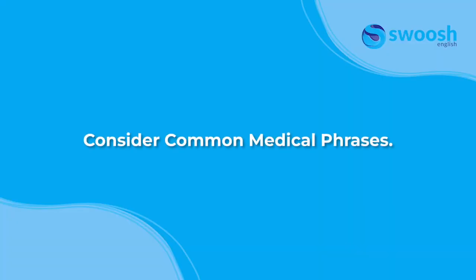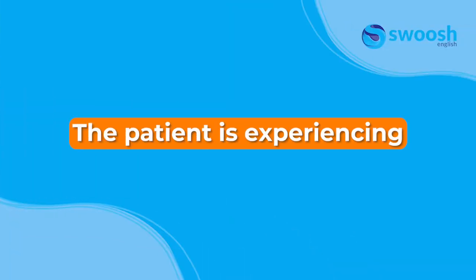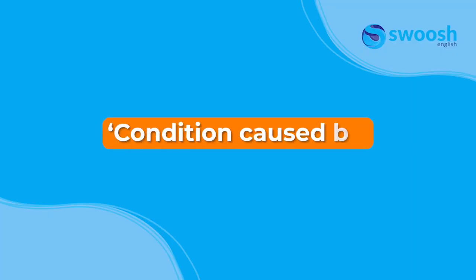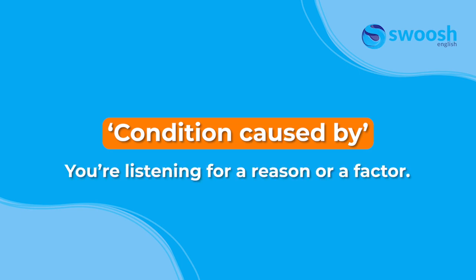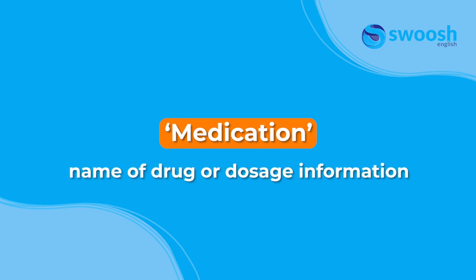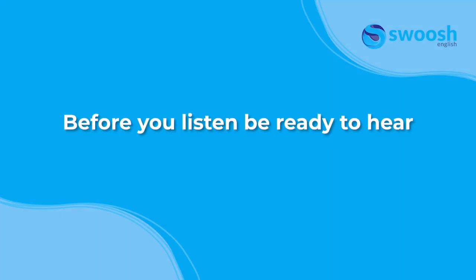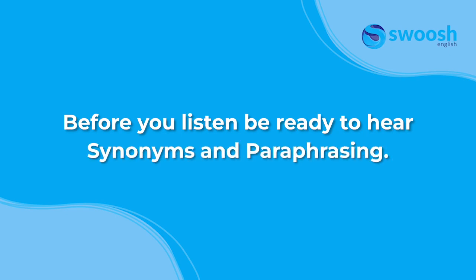Next, consider common medical phrases that can help you predict the information. For example, if the words before the gap say "patient is experiencing," you're most likely listening for some kind of symptom. If you see something like "condition caused by," you're listening for a reason or a factor. If you see the word "medication," you're probably going to be listening for the name of a drug or perhaps the dosage information.